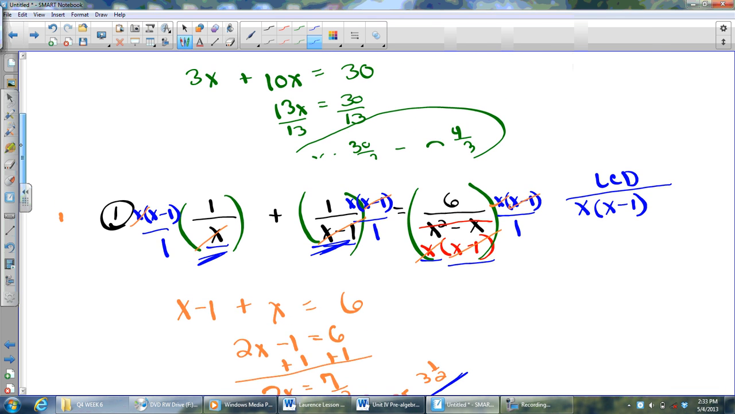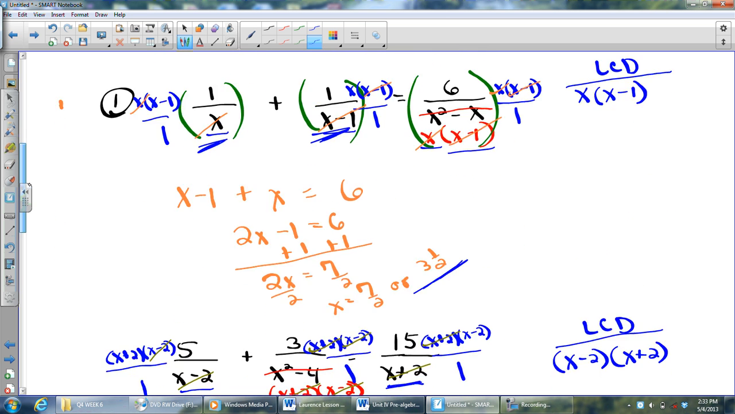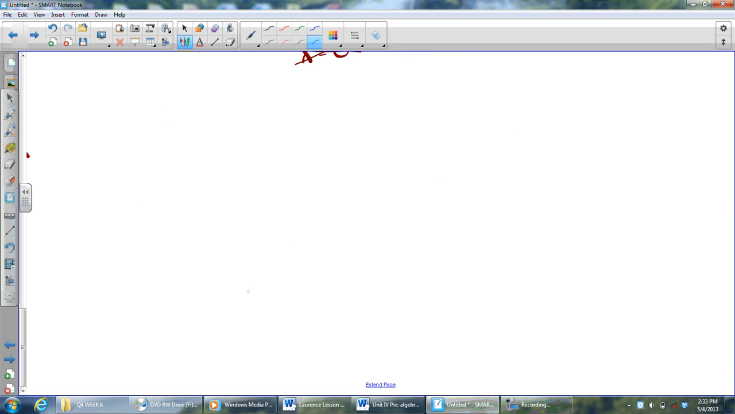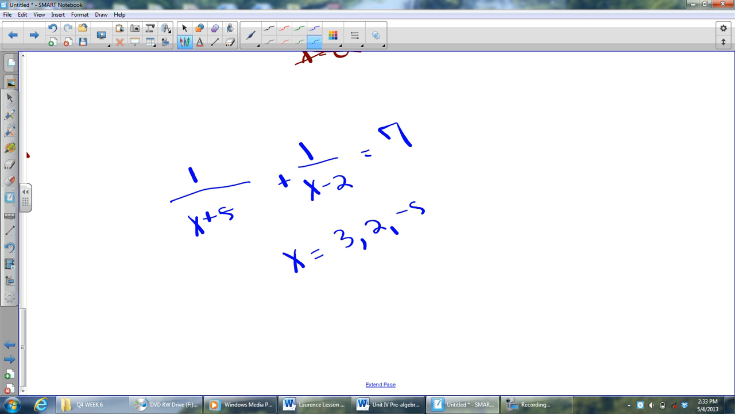All right. Anyway, so you have to check your answer to see if it is a restriction. If it is, you throw it away. Okay? So let's pretend we had some denominators like this. And I'm not going to do the whole problem. We're just going to pretend. Okay? And we're done solving, and we got that x equals 3, 2, and negative 5.